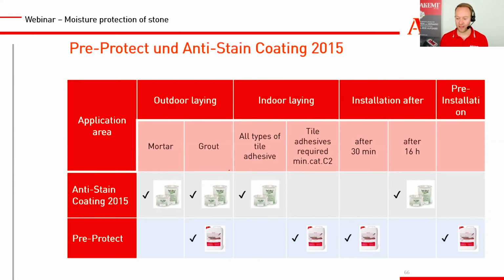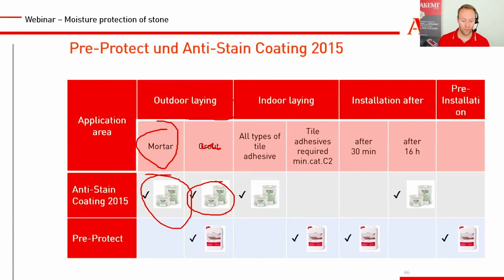We have here this cross sheet again. If you are outdoor, if you have a mortar bed, you have to use anti-stain coating. If you do it on gravel, I think this must be not grout, but gravel. If you have a gravel or loose installation, you can always use anti-stain coating, of course. But here you can also use Pre-Protect, as I showed you earlier.